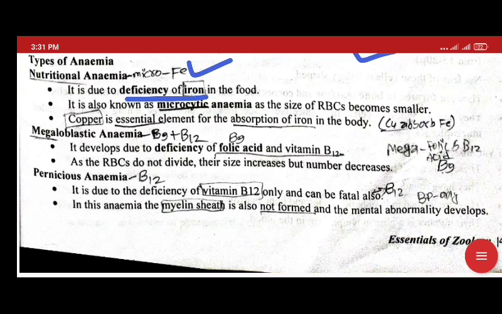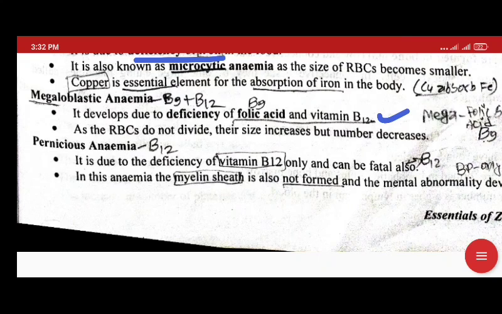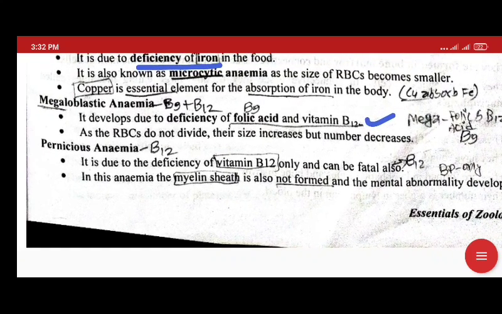We have also megaloblastic anemia. In megaloblastic anemia we have B9 and B12 vitamin deficiency. B9 is folic acid, and B12 is cobalamin. As RBC don't divide, their size increases but the number never increases. Megaloblast.